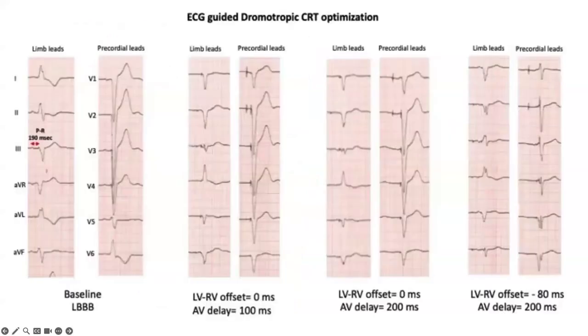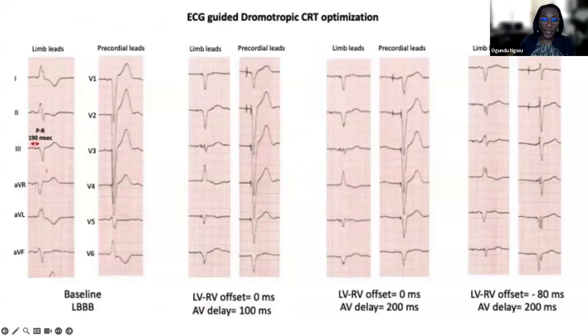And we'll get here. Okay, so an example of what we're talking about. If you look at this series of EKGs, you have a patient with a baseline left bundle, the PR interval is about 190 milliseconds. The QRS is wide. And if you program the device where you have an AV delay, this patient starts off with an AV delay of 190 milliseconds.